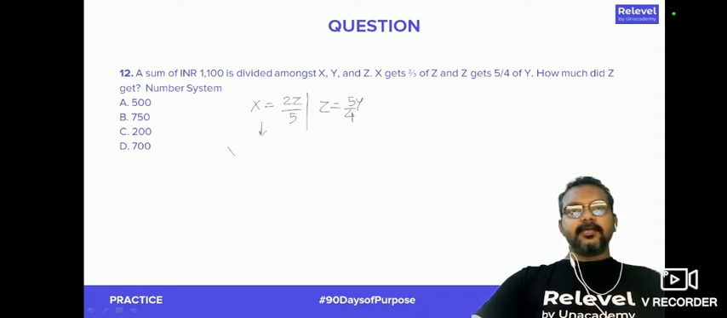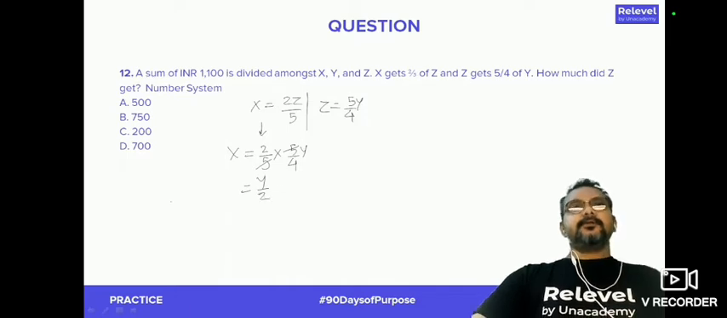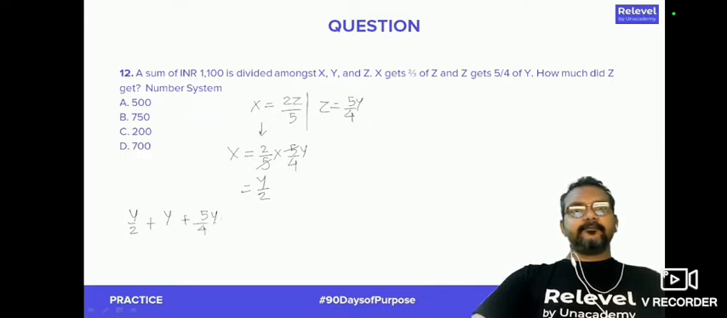So why don't we get X in terms of Y? So it is 2/5 of Z, which is 5/4 Y. So that is Y by 2. So we have X as Y by 2 plus Y itself plus Z, 5/4 Y. That's 1100.